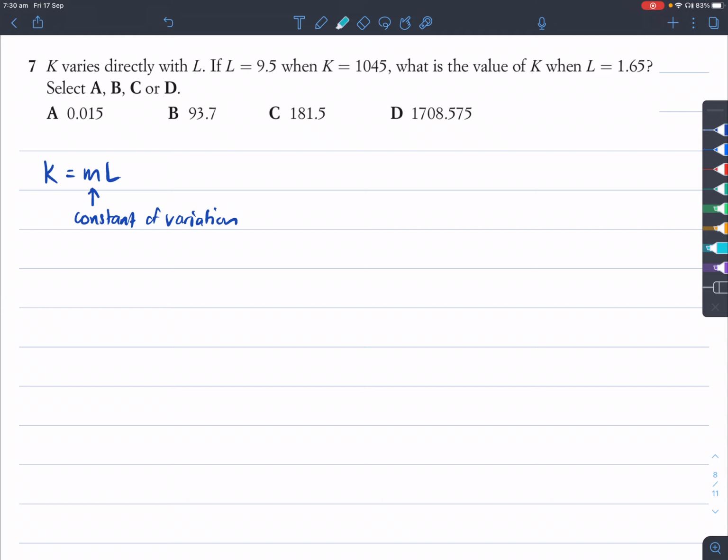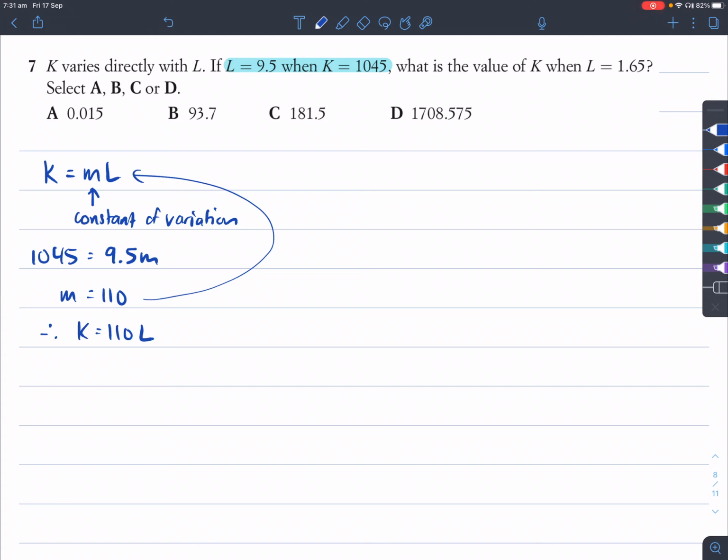Then what we can do is we can substitute in L as 9.5 and K as 1045. So K is 1045, sorry, and that's equal to M times 9.5, which is 9.5M in this case. So if we divide 1045 by 9.5, we get 110. So therefore, putting this back into this equation, K would equal 110 times L.